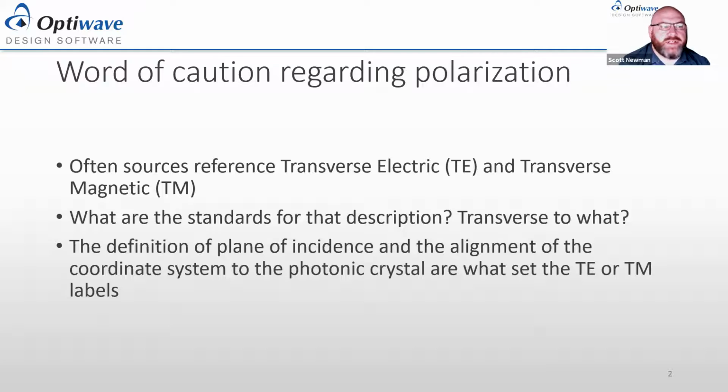In a lot of references, papers, even textbooks sometimes, they'll make references to transverse electric or transverse magnetic, and they don't specify the actual field components they're talking about when they do that. The problem is sometimes somebody refers to TE, but that actually corresponds to the TM that you're looking at. So this is one of the problems when you're comparing sources. That's something I want to talk about here.